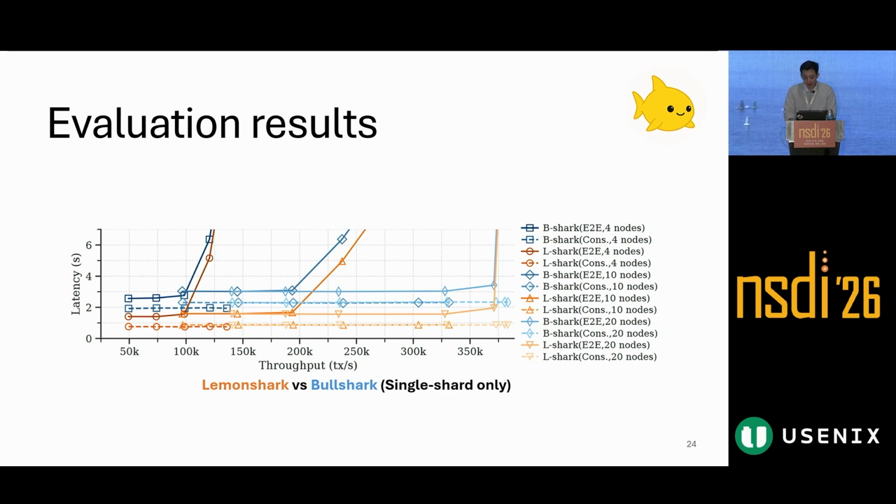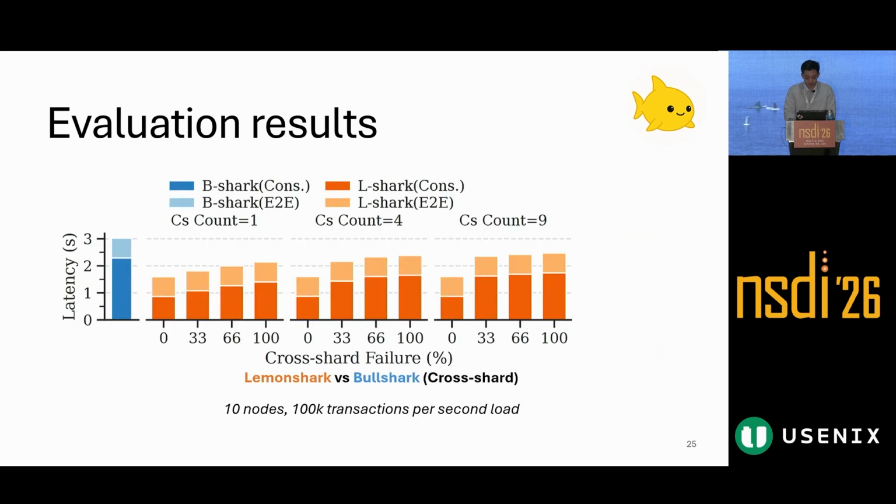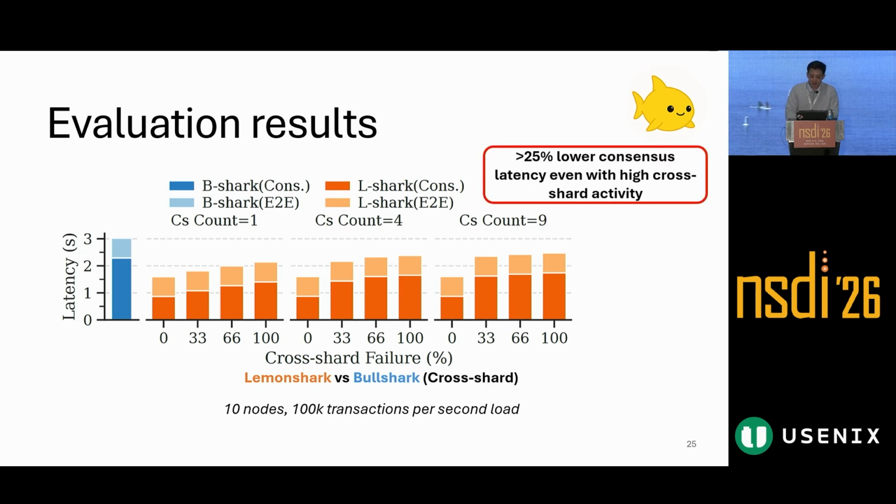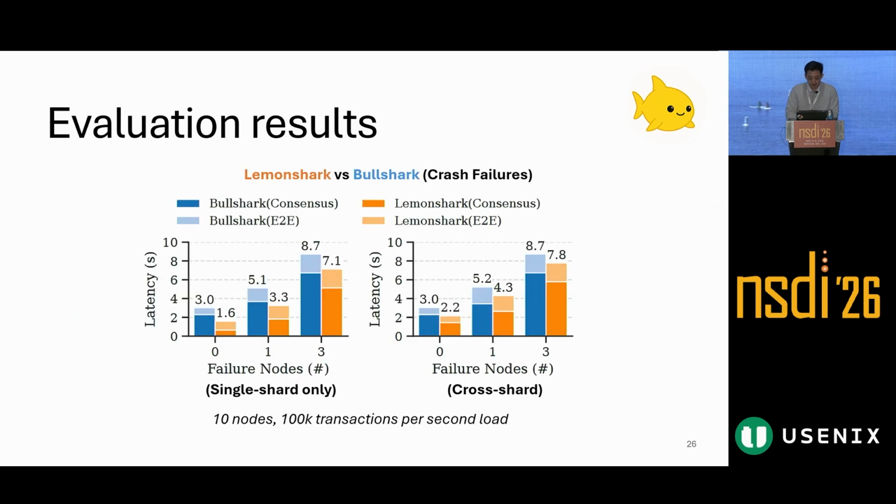As load increases past processing speed, end-to-end latencies spike due to queuing. However, consensus latencies remain stable. Overall, Lemonshark is able to enjoy 65% lower commitment latencies when compared to Bullshark. While we skipped cross-shard transactions today and their mechanisms, our data shows that even with high cross-shard activity, Lemonshark maintains at least a 25% improvement over Bullshark.